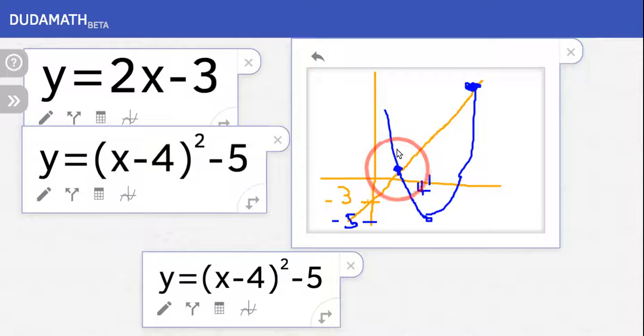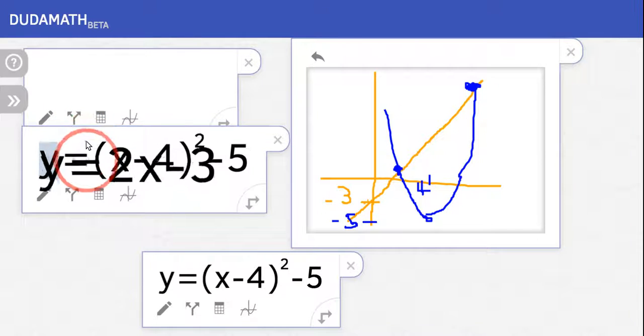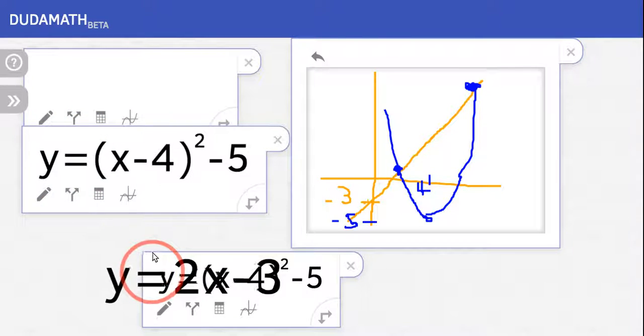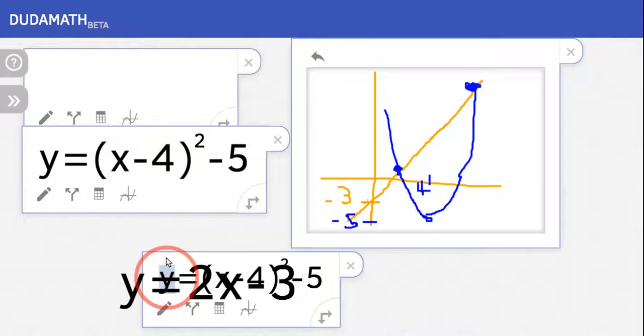So I'm just going to circle this in red. At that point right there, the y value on the line is the same as the y value on the parabola, which means 2x minus 3 is equal to (x minus 4) squared minus 5. And that's also true right there, but only at those two locations. So here's what we can do. We can take this whole thing and bring it down, and I'm going to substitute in right there.